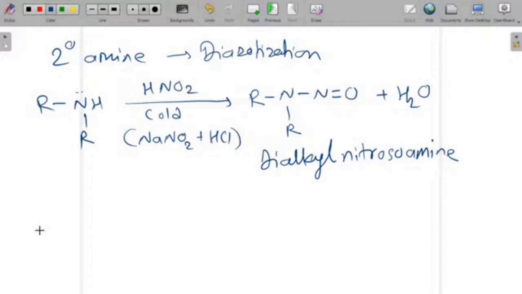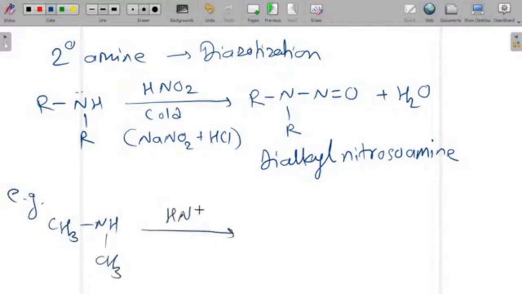Understand? And these dialkyl nitrosoamines which are formed in this reaction are insoluble in water. This is with the secondary amine. If I take the example, suppose here CH3 NH CH3, what is the reaction with HNO2 at cold condition?